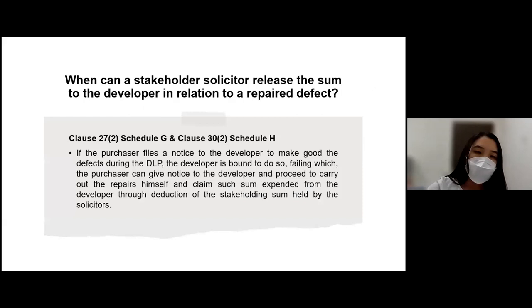Based on Clause 27 and Clause 30, if the purchaser files a notice to the developer to make good the defects during the defect liability period, the developer is bound to make good such defects. If they fail to do so, the purchaser can give notice to the developer, then proceed to carry out the repairs himself and claim such sum expended from the developer through deduction of the stakeholding sum held by the solicitors.